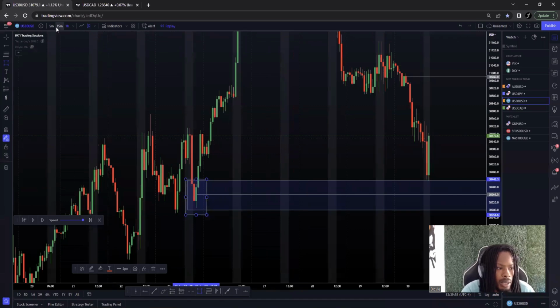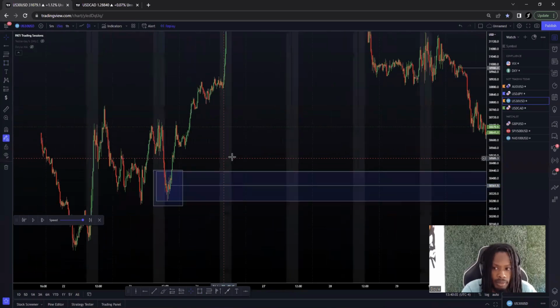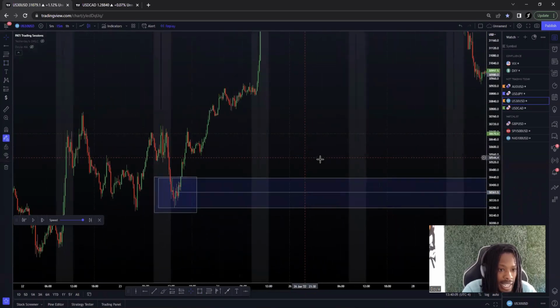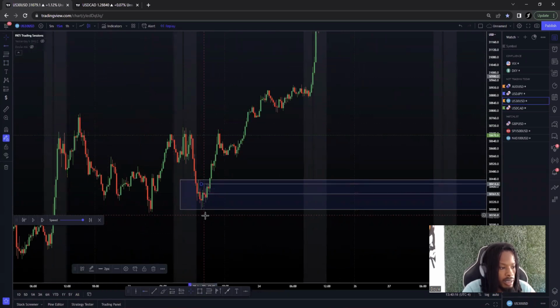So let me go to the 15-minute chart and see if I can make this zone smaller, okay? But again, I'm always going to draw a line though. I'm not gonna make my zone smaller. I'm gonna draw a line. So this is the 15-minute line right there.